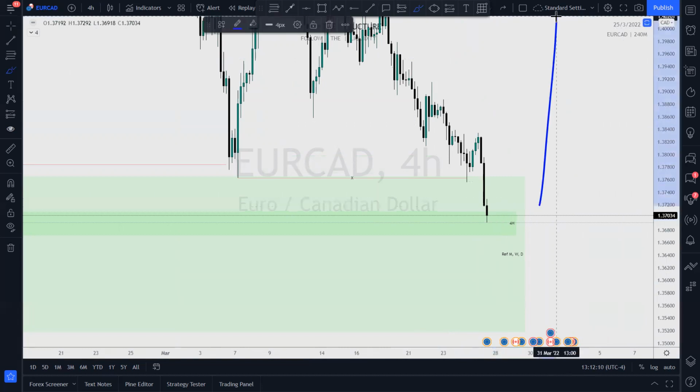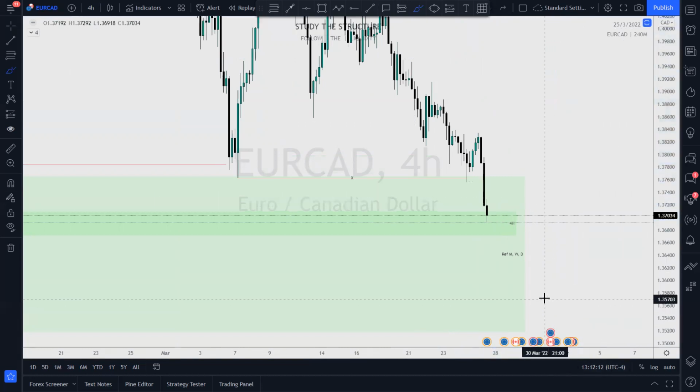It doesn't have to go all the way up. All right, it doesn't have to be that kind of reversal, but because it's a higher time frame zone, it gives the probabilities. It increases the probabilities that we may see some kind of reversal here. Okay, so that's what I'm looking for.